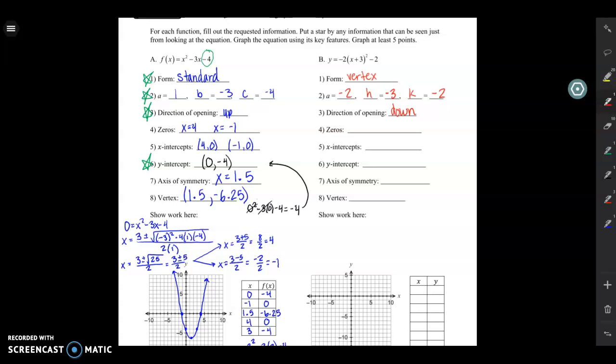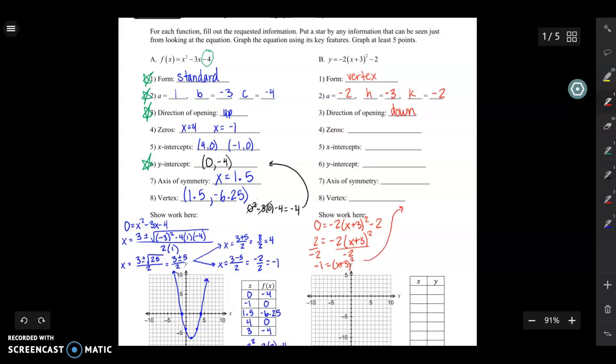Now my zeros. To find my zeros, I need to solve this equation. So I'm going to come down here, set the equation equal to 0, and then just start solving it. First I'm going to add 2 to both sides to get 2 equals -2 times (x plus 3) squared. I'm going to divide both sides by -2. So I'm going to get -1 equals (x plus 3) squared. So I'm going to come up here and finish this problem.